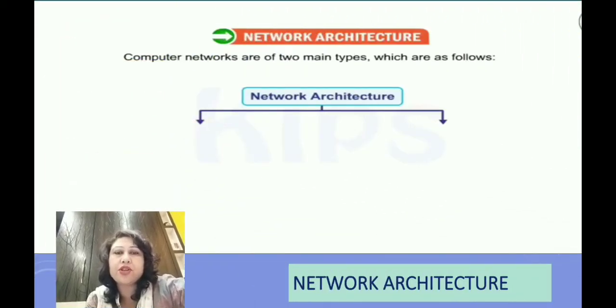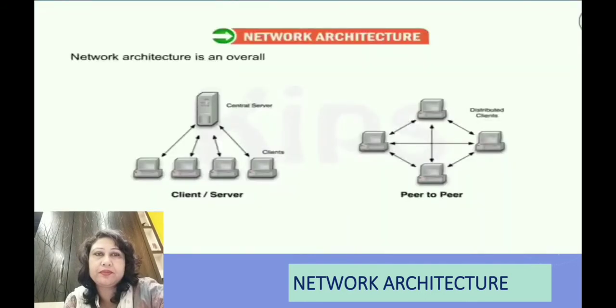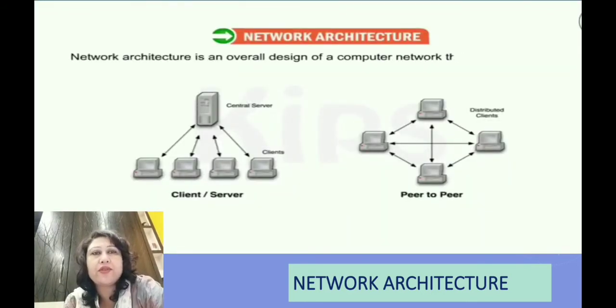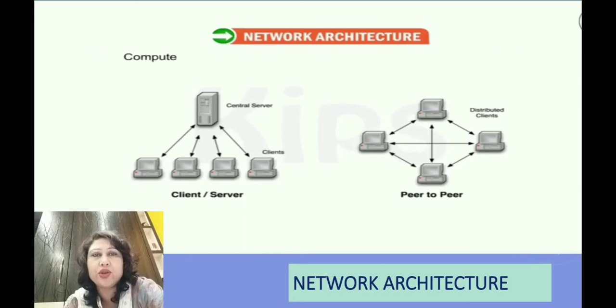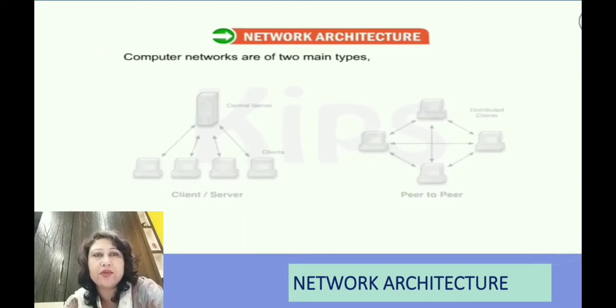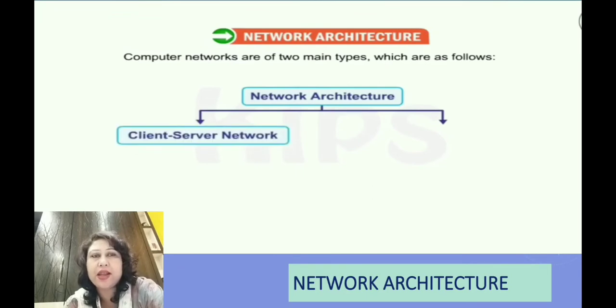So our first topic is network architecture. Okay, so we know that a network architecture is an overall design of a computer network that describes how a computer network will be configured and what strategies should be used in making the computers in the network. So computer networks are mainly of two types, which are client server network and the other one is peer-to-peer network.